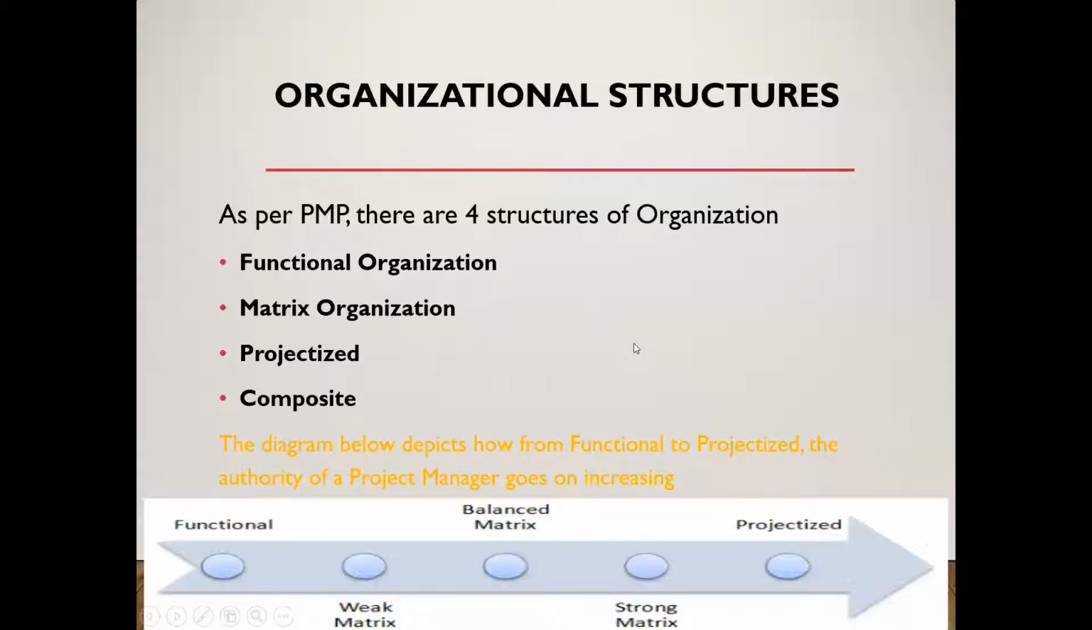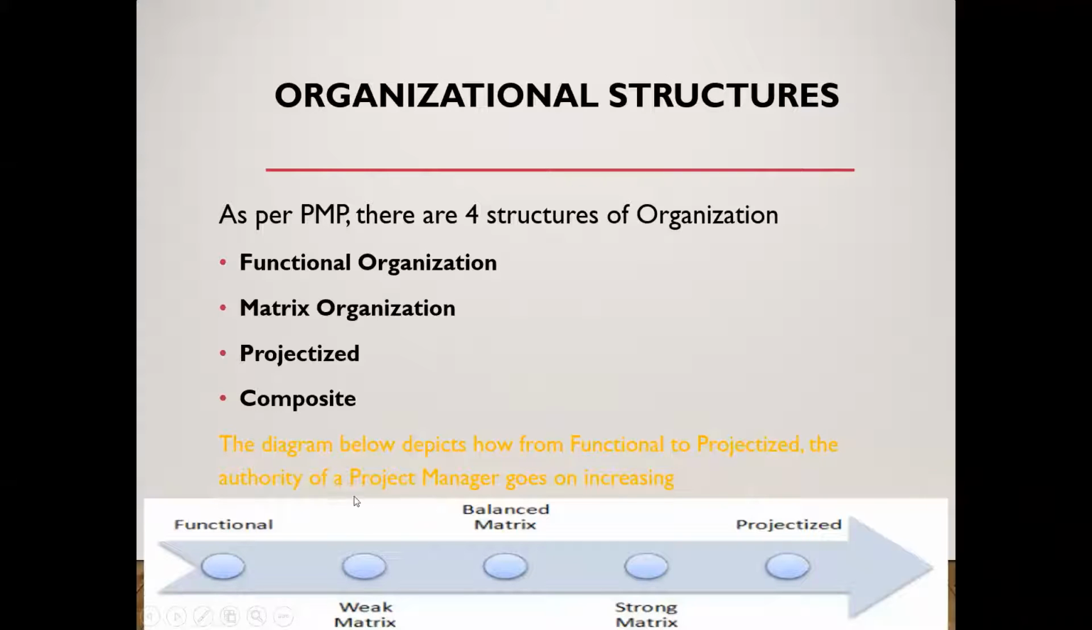As per the PMP guidelines, there are 4 structures of organization: the functional organization, the matrix organization, the projectized organization, and composite organization. If you see the diagram below, you will see how the authority of the project manager goes on increasing. So here it's a functional. Then if you go to projectized, what is happening?